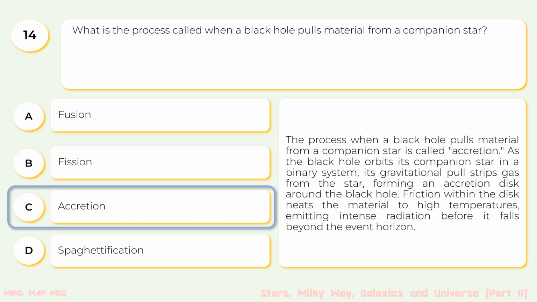As the black hole orbits its companion star in a binary system, its gravitational pull strips gas from the star, forming an accretion disk around the black hole. Friction within the disk heats the material to high temperatures, emitting intense radiation before it falls beyond the event horizon.